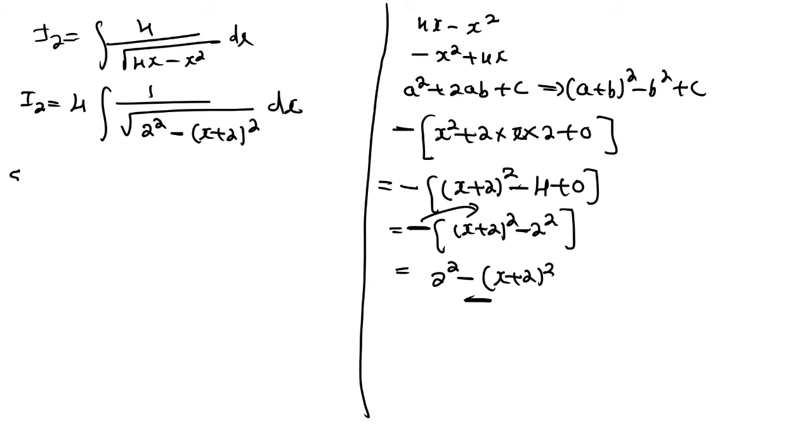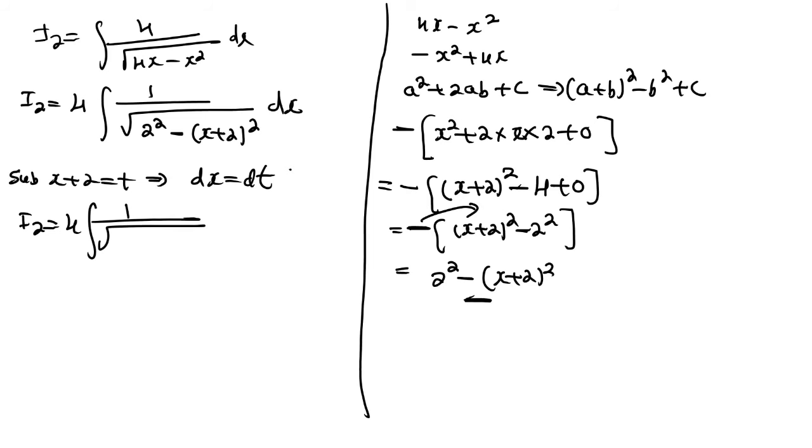Next substitute x plus 2 equal to t. This implies the derivative of x is 1, 1 into dx is equal to dt. You can directly substitute. So I2 value is equal to 4 into integration of 1 by square root of 2 square minus t square, with dx value equal to dt.